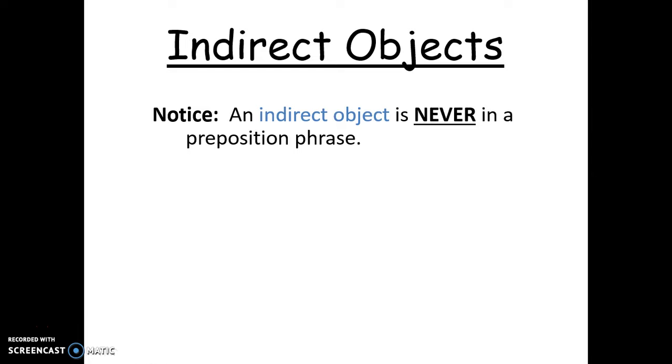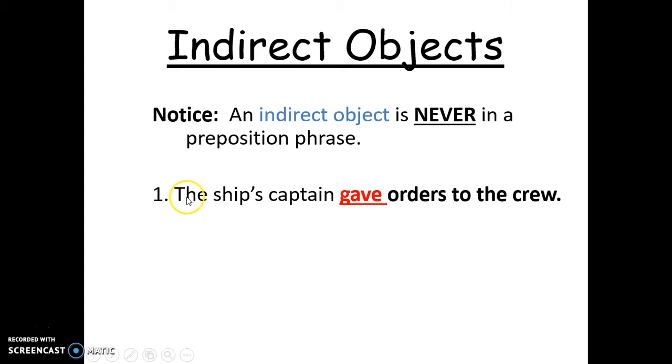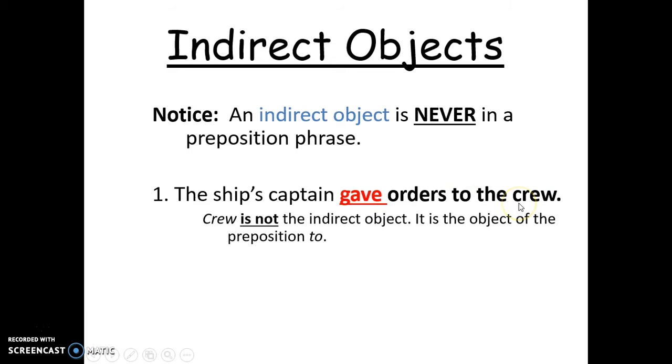Indirect objects. An indirect object is never in a prepositional phrase. Nothing is. We all know this. But it can get confusing because the ship's captain gave orders to the crew. We might want to think, well, they were given to the crew, so crew should be the indirect object. First of all, though, what did he give? He gave orders. So orders is your direct object, and your indirect object has to go between your verb and your direct object, and this doesn't. And to is a preposition, so to the crew is a prepositional phrase. It is not an indirect object.